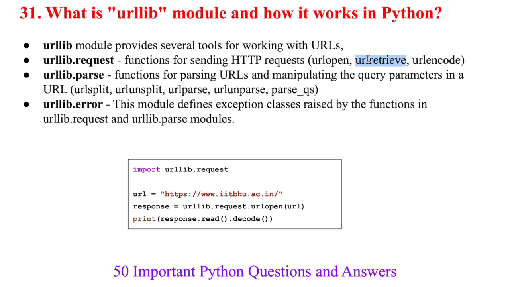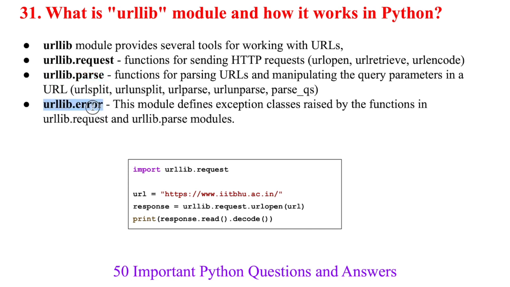The urlretrieve function can be used to download files from the URL, and the urlencode function is used to encode a dictionary of the query parameters into the URL encoded string. The urllib.parse module provides functions for parsing the URL and manipulating the query parameters in a URL. Functions like urlsplit, urlunsplit, urlparse, urlunparse, and parse_qs can be used to parse and modify the different components of the URL.